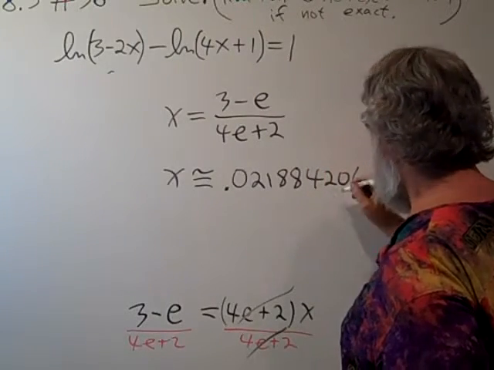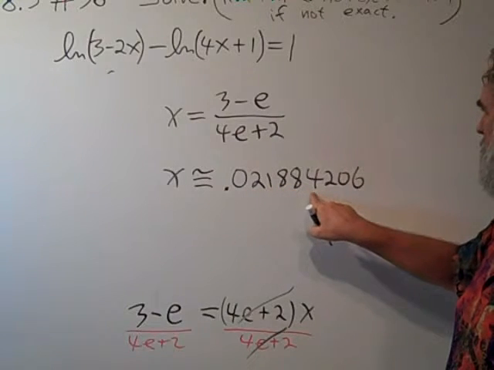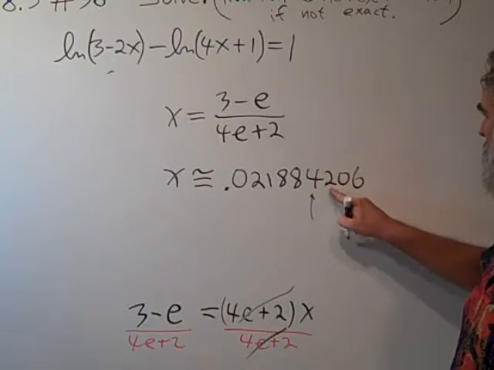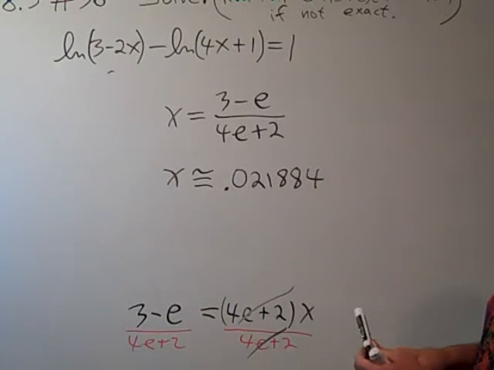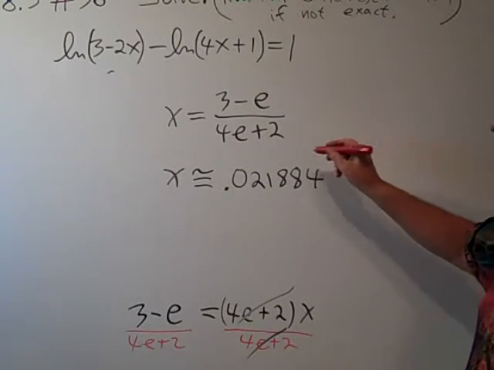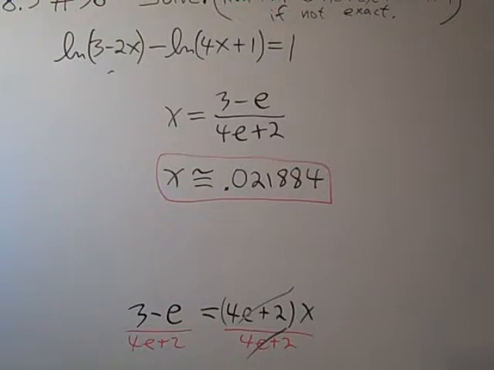0.021884206. Rounding off to the nearest millionth, that's 1, 2, 3, 4, 5, the 6th place. Next digit over doesn't require us to round up. So that's our solution, rounded off to the nearest millionth.